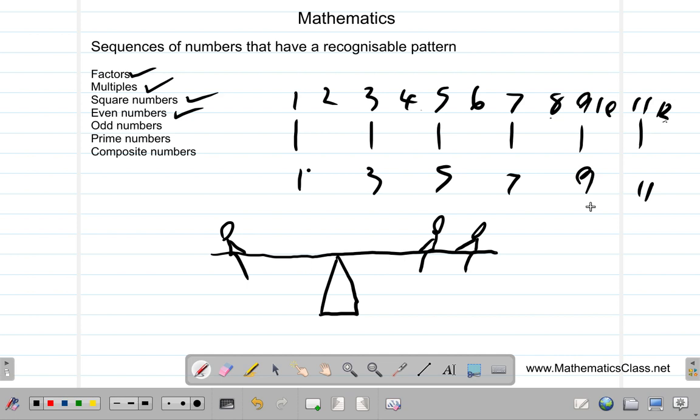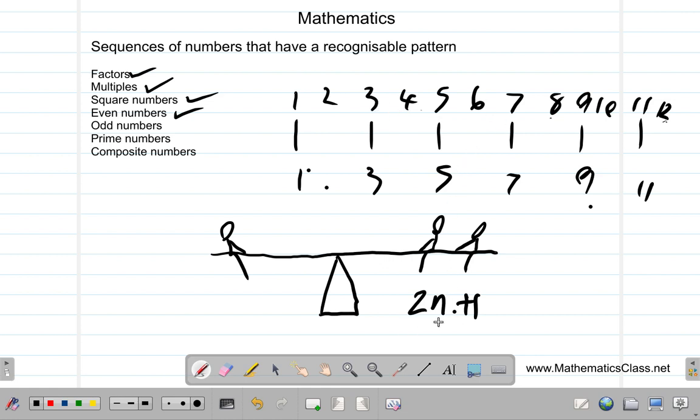Those are odd numbers. Now, an expression to get an odd number would be 2n plus 1, where n can be any whole number. If you try with 1, 2 times 1 is 2, plus 1 is 3. If n is 0, 2 times 0 is 0, plus 1 is 1. 2 times 2 is 4, plus 1 is 5. 2 times 3 is 6, plus 1 is 7.